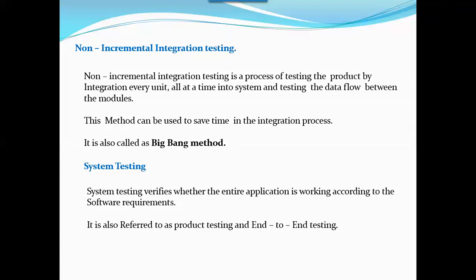Non-incremental integration testing is a process of testing the product by integrating every unit all at a time into the system. And in the testing, again, we need to check the data flow between the modules. This method can be used to save time in the integration process. Yes, we can save time here. This is also called the big bang method. Sometimes in interviews, rarely, they will ask whether you know what the big bang method means. You can say that all the modules are added at a time and the data flow between the modules is checked.